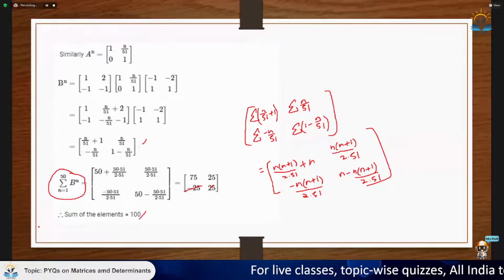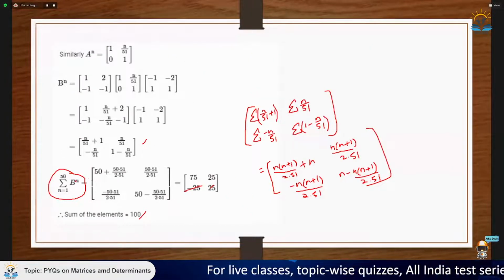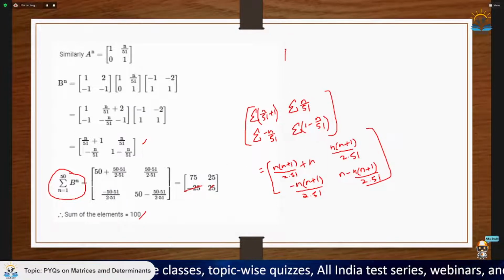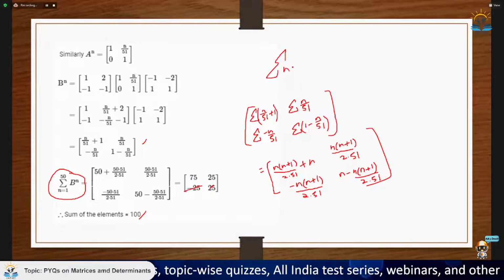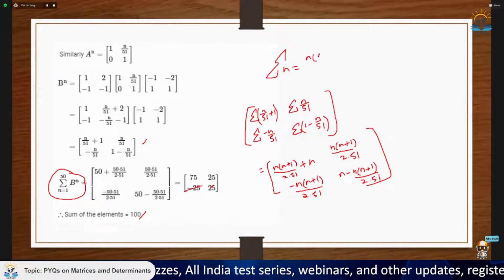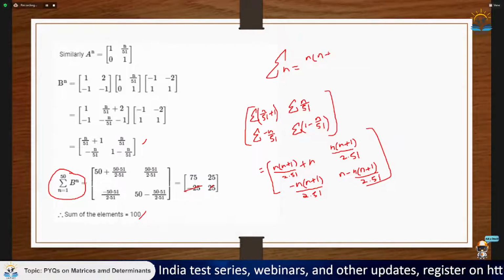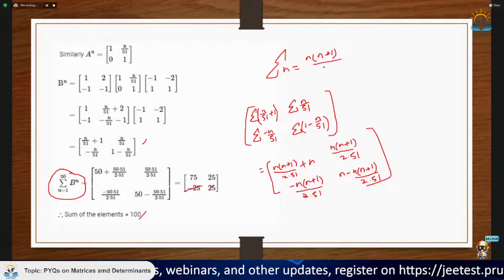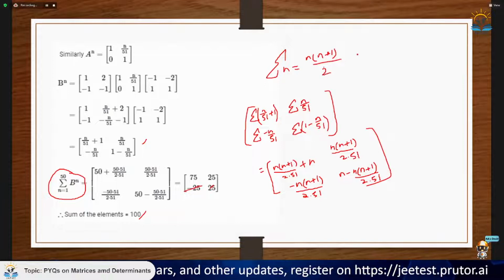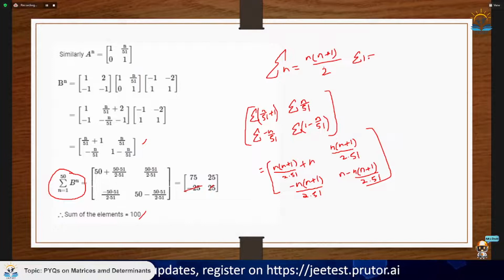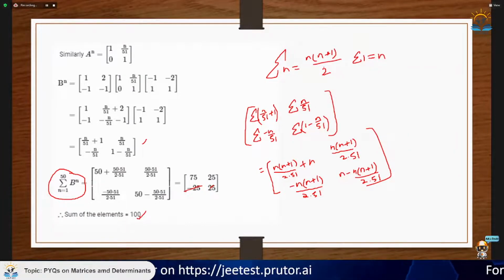Then they asked you to calculate the sum of each and every element of these 50 matrices. So apply sigma, and then sigma n is the formula. If you don't know, sigma n is equal to n into n plus 1 upon 2, and sigma 1 is equal to n. So apply these two formulas and then add all the four elements. You will get your final answer as 100. Simple? Cool.